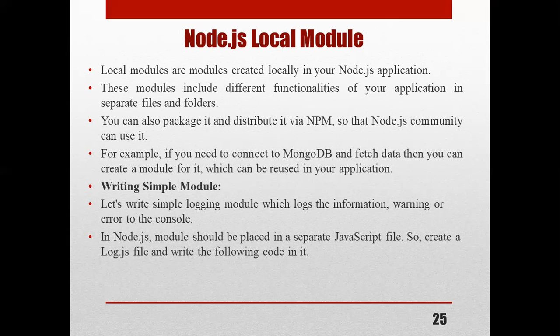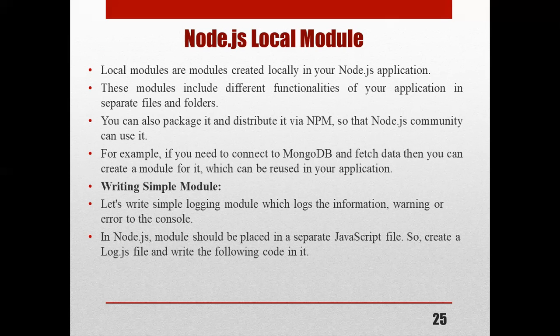For example, if you need to connect to MongoDB and fetch data, then you can create a module for it which can be reused in your application. If you want to connect with any database through a Node.js application, we can write that connectivity code in one module, and whenever we want to connect with the database, every time we can reuse that module in our application. That is a local module.